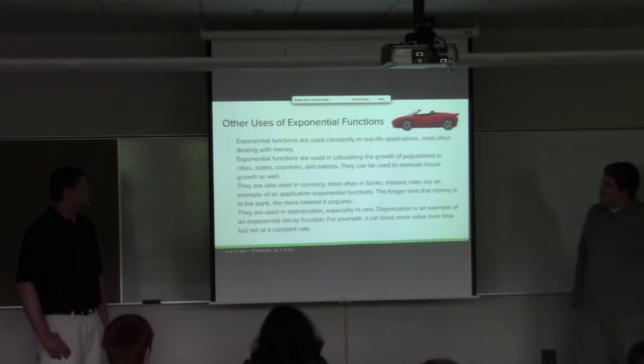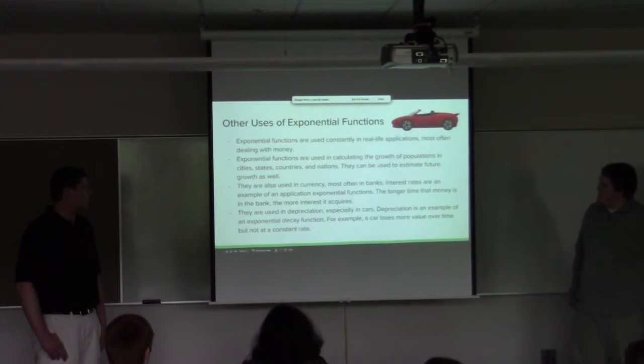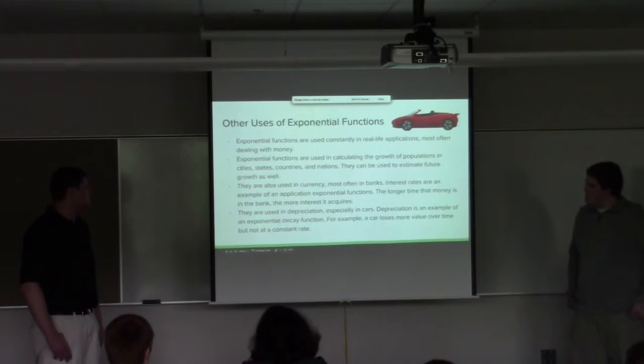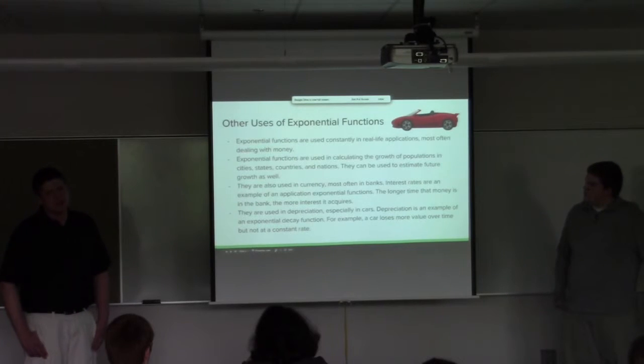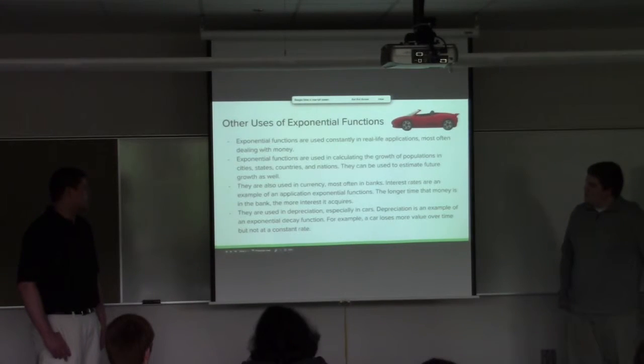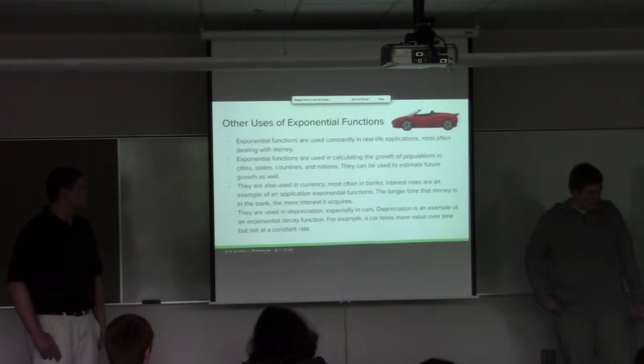Currency also, like I said, is used by banks; interest rates create exponential functions. As the amount of money gets higher, the interest gets higher and it becomes exponential. Also, depreciation is an example of a negative exponential function. Cars are a big example of that. They lose more value over time, but they also never really get to zero, so it kind of flattens out like an exponential decay graph.